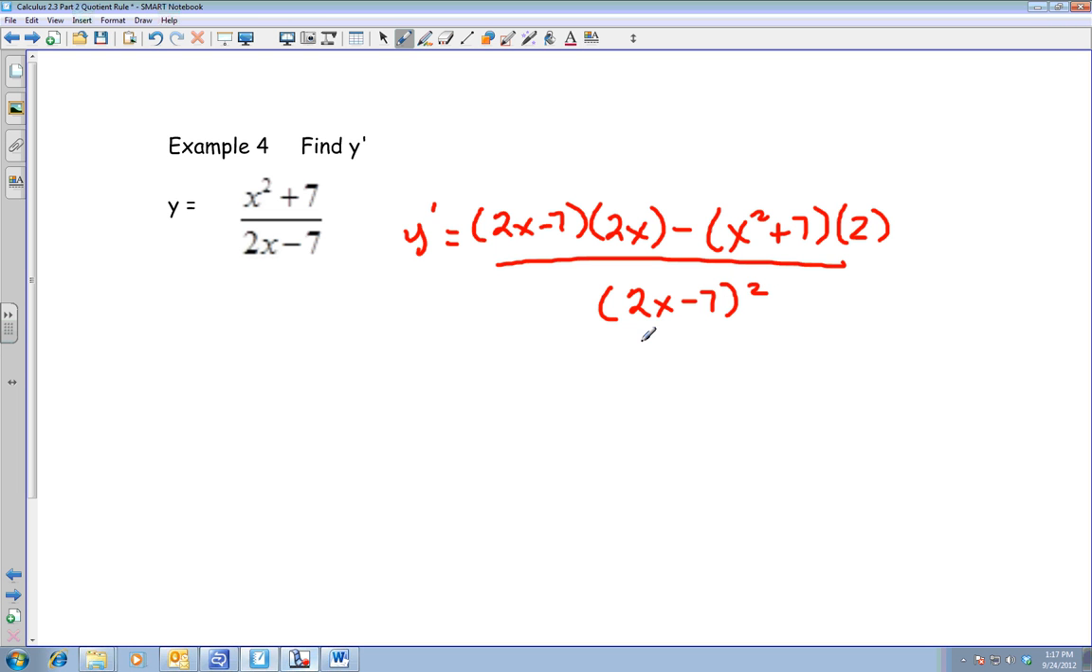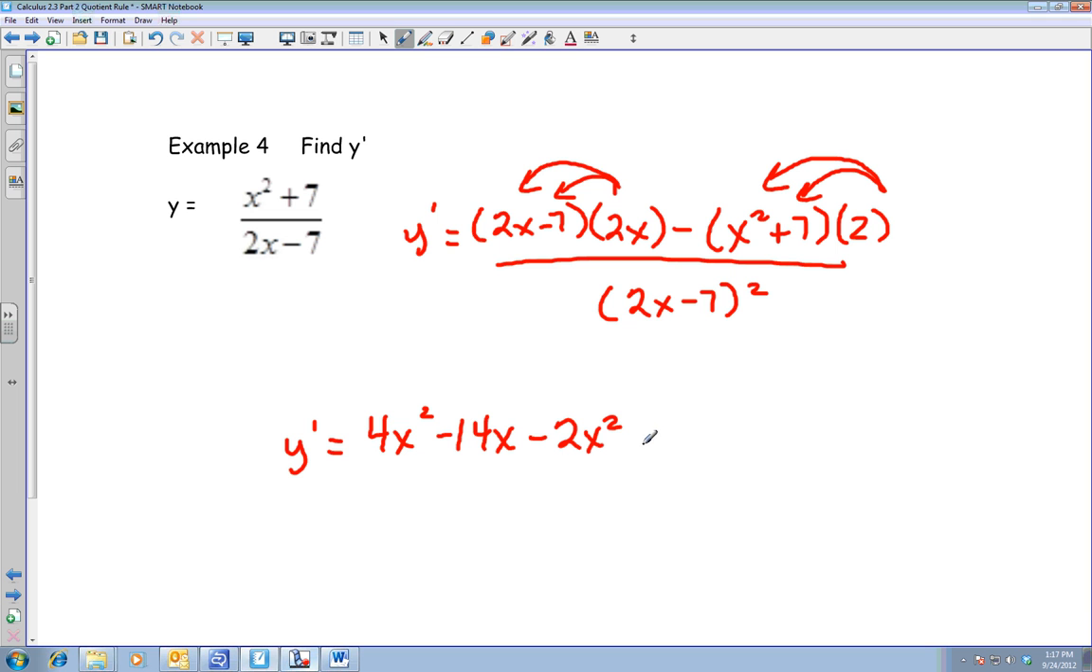Now this one's easily simplified. I don't have to FOIL anything out. I'm going to go ahead and do that. So I'm going to distribute my 2x. So that's going to give me 4x squared minus 14x. Same thing here, I'm going to distribute my 2, and I'm also going to distribute that negative at the same time. So that's minus 2x squared minus 14 all over my bottom term squared.